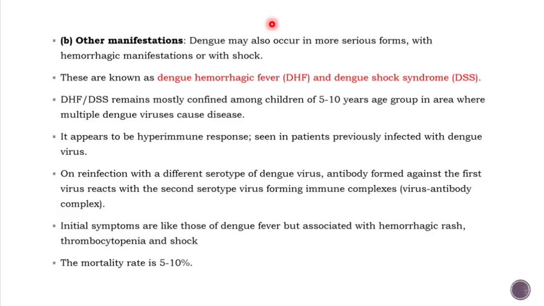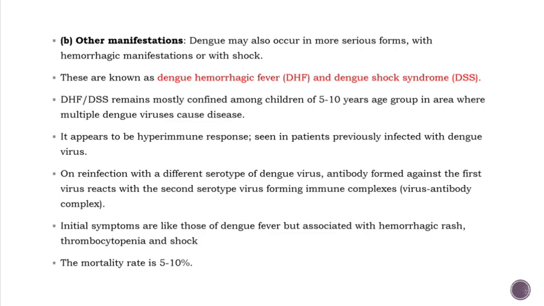The next one is the more severe complication, that is hemorrhagic manifestations, like dengue hemorrhagic fever or dengue shock syndrome. These manifestations are mainly seen in children of 5 to 10 years of age group in areas where multiple dengue viruses can cause the disease. Basically there is a hyperimmune response here because of the previously infected serotype of dengue.